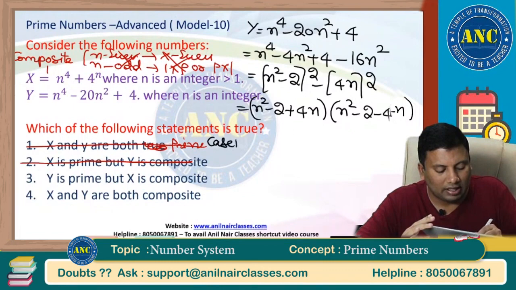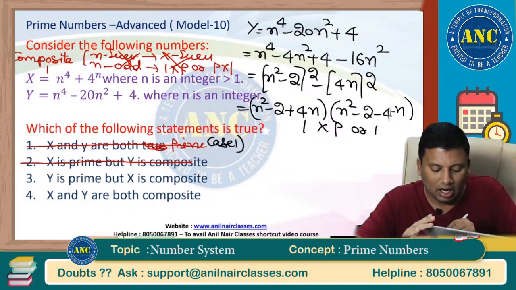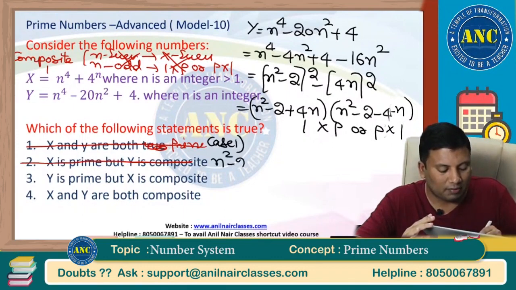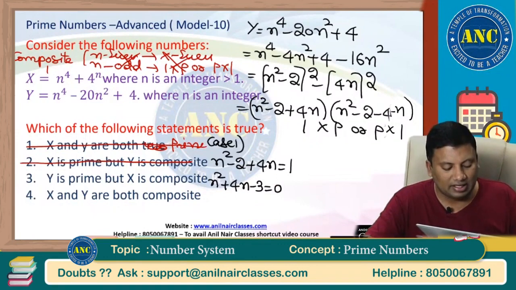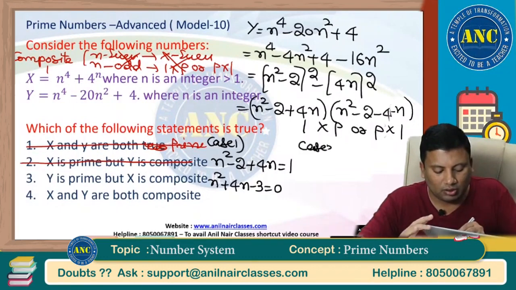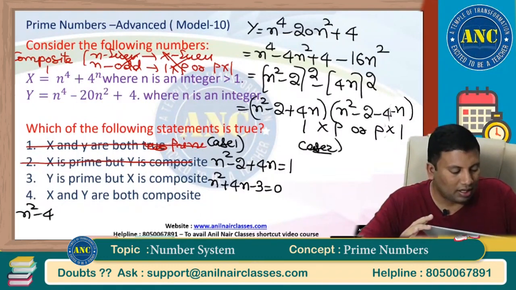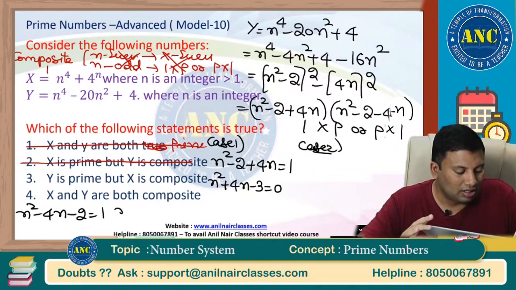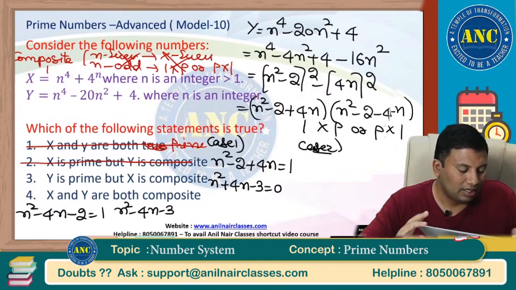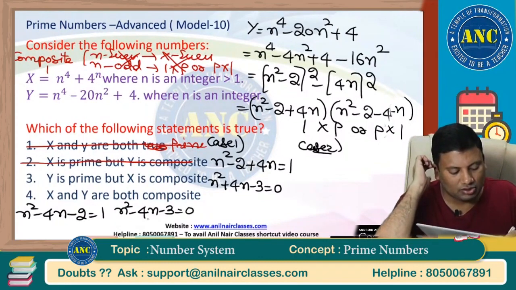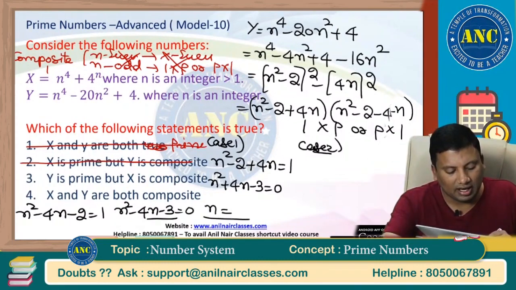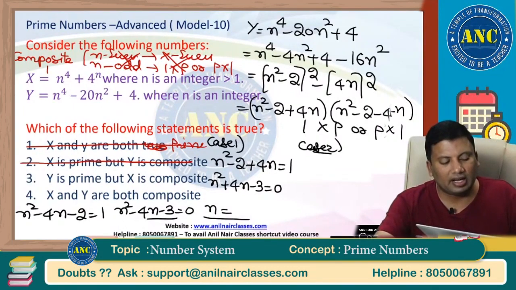Case number 1. It can be written as either 1 into p or p into 1. Two cases. N square minus 2 plus 4n equivalent to 1. N square plus 4n minus 3 equivalent to 0. Factorize this one. So, 16 plus 12, 28 greater than 0. Case number 2. If it is n square minus 4n minus 2 equivalent to 1, this is nothing but n square minus 4n minus 3, minus 3 only, right? So, n square equivalent to 0. If you get any values of n, substitute and check. If you are not getting, then x and y are composite.